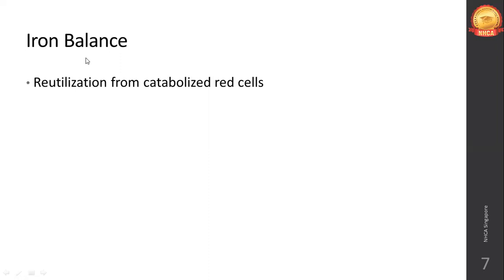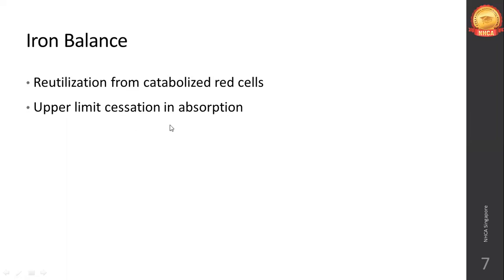The old, worn out RBCs, the RBCs which are going to end their life cycle, when they reach the spleen, the spleen is able to break the RBC down. Hemolysis takes place in the spleen, and with that, as much heme and as much salvageable iron as possible will be saved. That is the reutilization of iron from catabolized RBCs. Catabolized means broken down RBC, hemolysis. So that is one way of creating an iron balance, not to lose the majority of the iron.